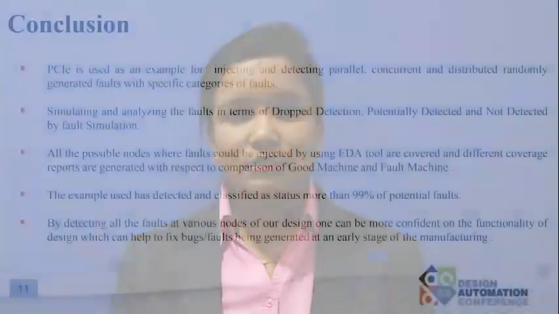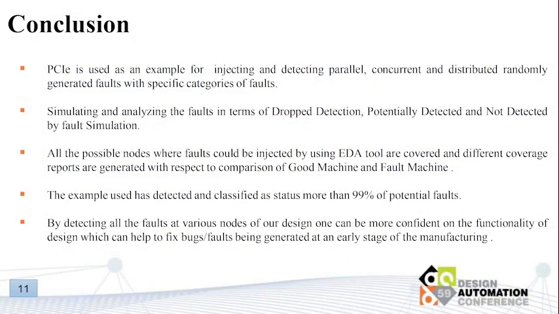Now, I would like to conclude the presentation. So, as you saw, we used PCI as an example for injection and detection of faults on different fault simulation engines like concurrent and distributive fault simulation engines. We analyzed the fault status in terms of drop detected, potential detect, and not detect, as discussed. Different coverage reports are generated at different stages, as we saw, that is at FGen, then codes, that is testability we can say, and fault simulation. Based on the simulation of this, fault signals are being done.